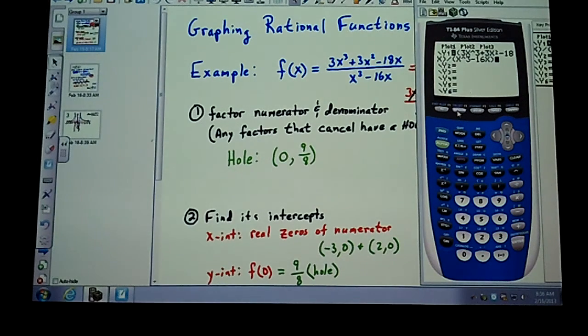And now let me get good window settings. I think we went negative 20 to 20 with a scale of 4. And then on the y, I think we went negative 15 to positive 15 with a scale of 3. So when I hit the graph button, hopefully that looks very much like what I did by hand.